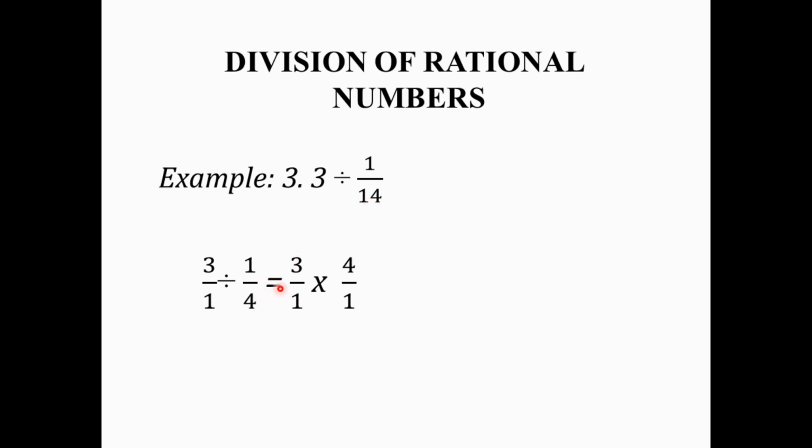And then, this is equal to 3 over 1 times, proceed to multiplication. Then, take the reciprocal of 1/4, that is 4 over 1. Then, multiply the numerators and the denominators. So that is 3 times 4 and 1 times 1. The result is 12 over 1, or simply 12. Alright?